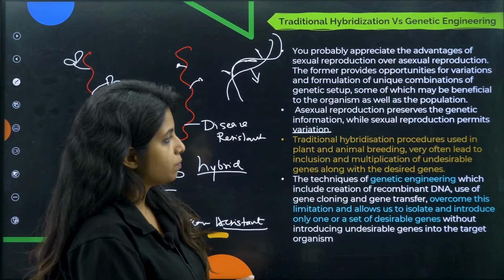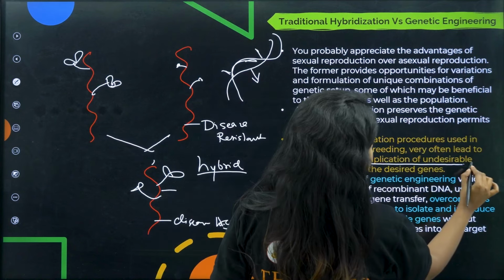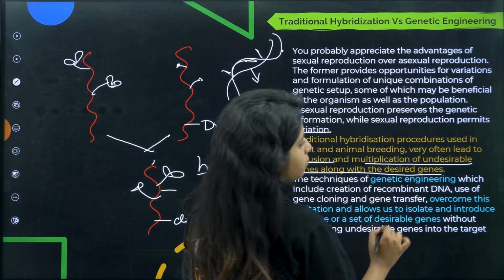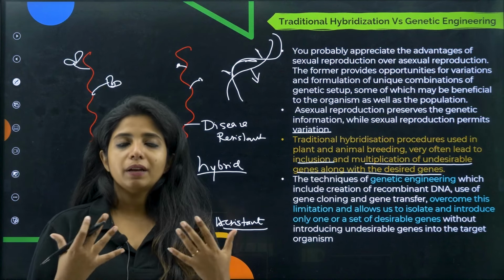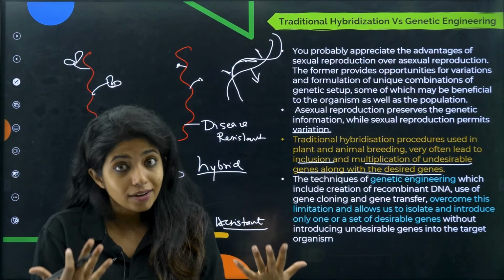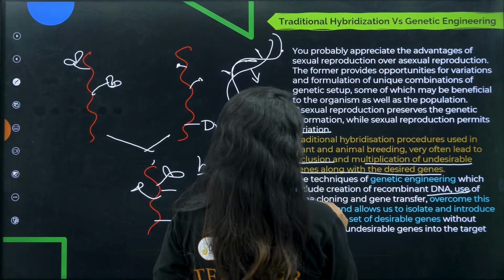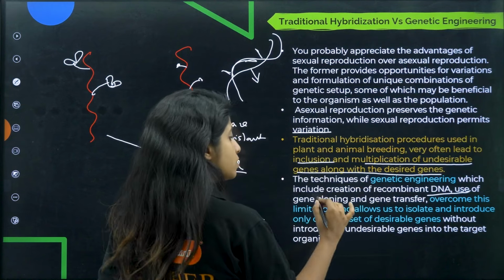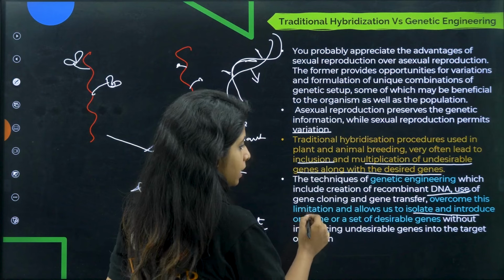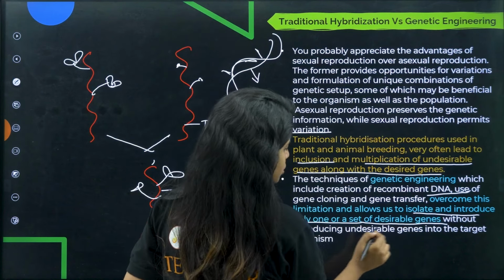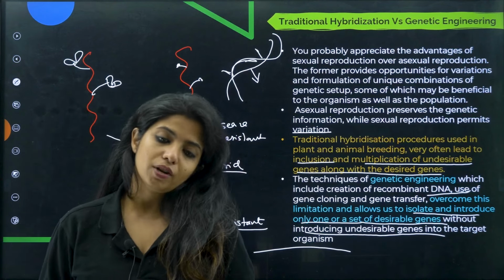Now, traditional hybridization procedures used in plant and animal breeding very often lead to inclusion and multiplication of undesirable genes along with the desirable gene. So, when traditional hybridization happens, children, there are higher chances that you are multiplying undesirable genes along with the genes that you are desiring to have. Okay, but the techniques of genetic engineering, which include creation of recombinant DNA, use of gene cloning and gene transfer, overcome this limitation and allow us to isolate and introduce only one or a set of desirable genes without introducing undesirable genes into the target organism, and that makes the huge difference.